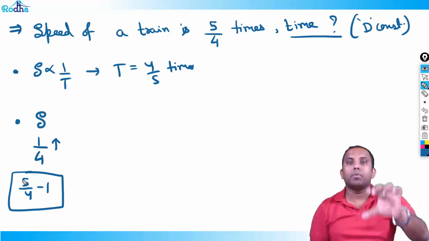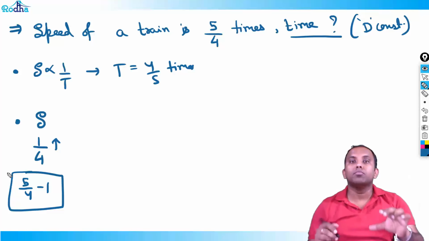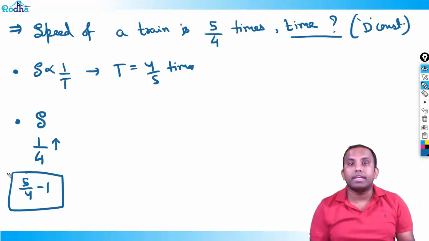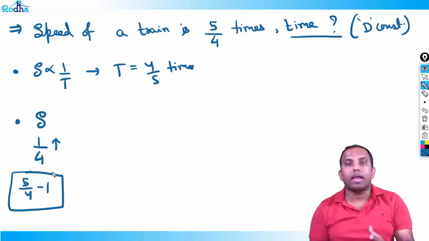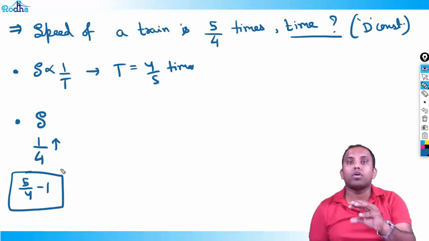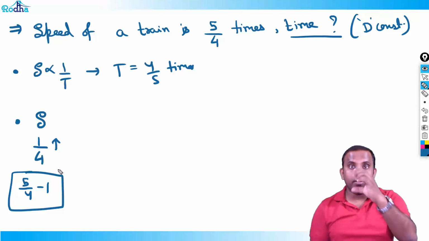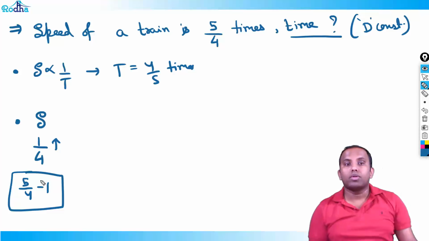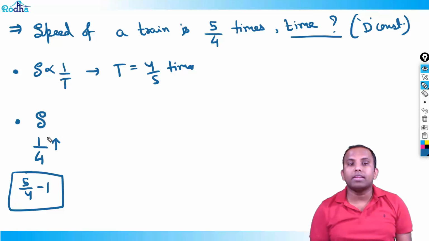1 is 100%, no? So 5 by 4 means it is more than 1, that it has increased. So always subtract or add from 1. You take the difference from always 1, right? Because 1 is 100% in multiplying factor. So what is 5 by 4 times? Difference from 1 is how much? 1 by 4. So speed has increased by 1 by 4. So time will automatically decrease by what? 1 by 5. N by d plus n.